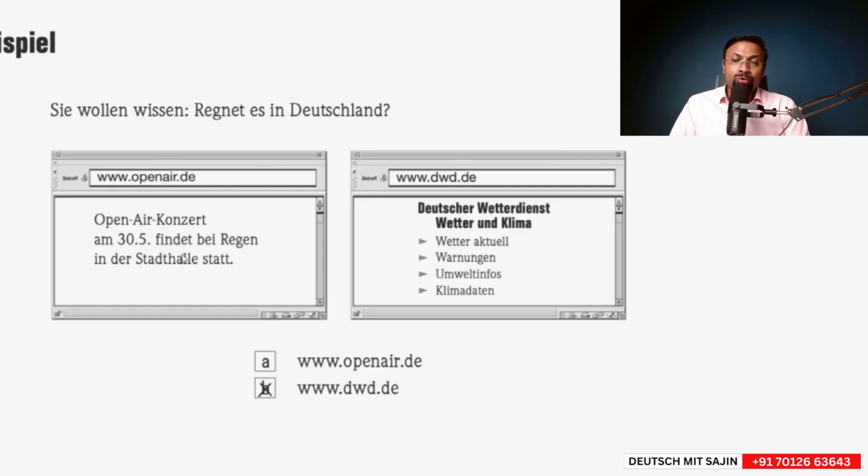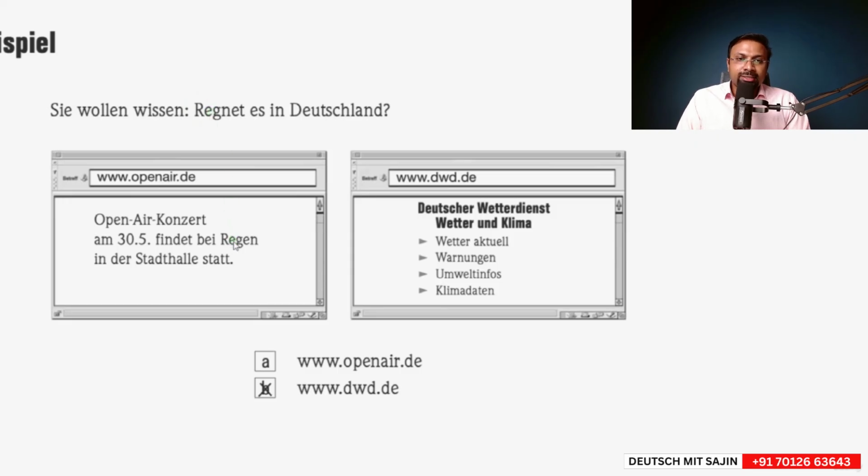Here you want to know whether it is raining in Germany and here you have two websites for that. www.openair.de. Let us have a look at the information here. "Open Air Concert am 30.05. findet bei Regen in der Stadthalle statt."